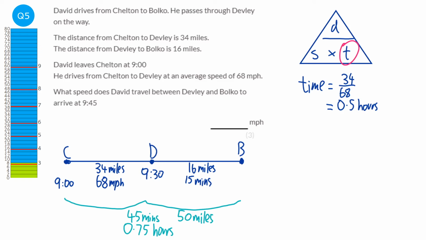So this time we're looking for the speed. Okay, so it would be speed equals the distance, which is 16 miles, over time, which is 15 minutes, but we need that in hours, so that would be 0.25 hours. And so what we can do here is times top and bottom by 4 to get rid of the fraction. So it becomes 64 over 1, or just 64 miles per hour. So our answer is 64 miles per hour.